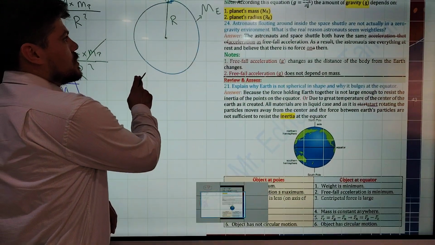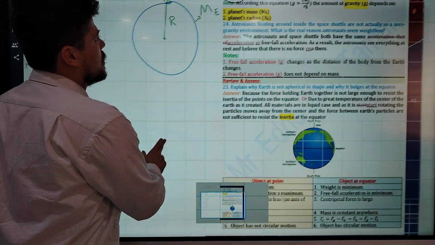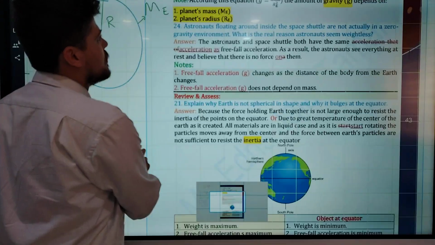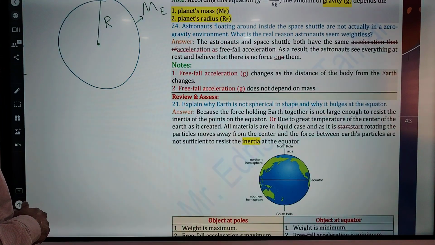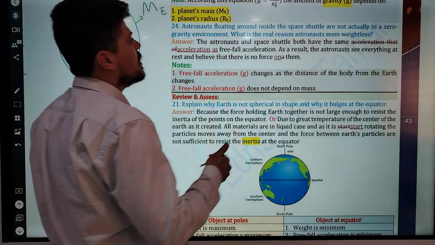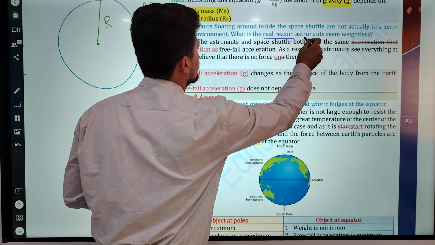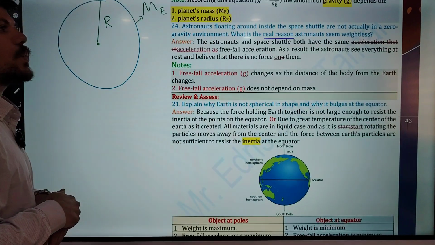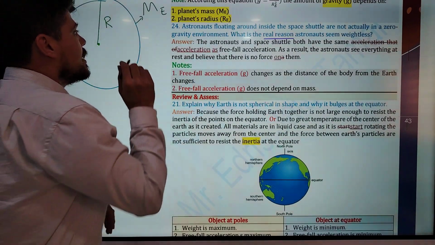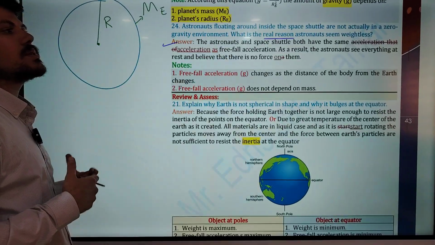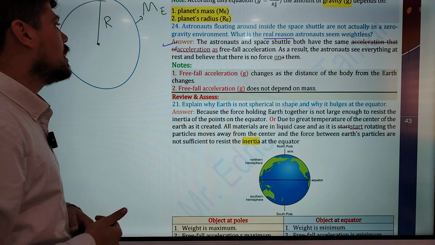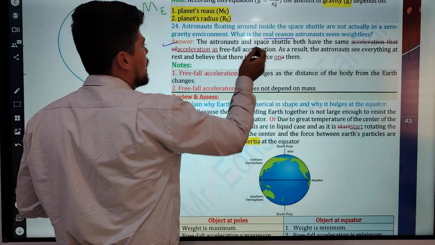Okay. Question 24 from the chapter review. Astronauts floating around inside the space shuttle are not actually in a zero gravity environment. So what is the real reason the astronauts seem weightless? The answer is that the astronauts and the space shuttle both have the same acceleration, which is the free fall acceleration.